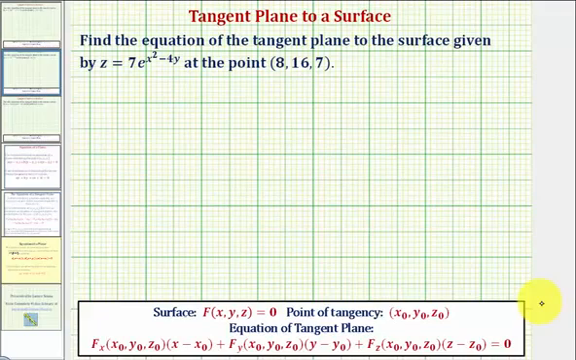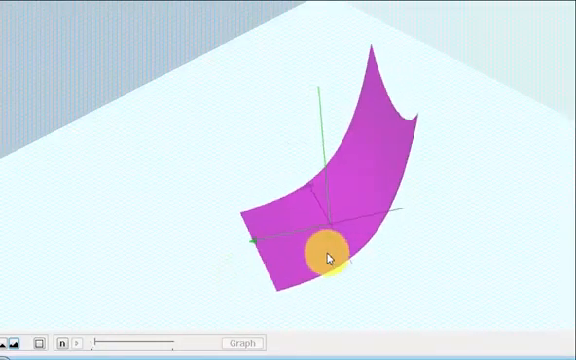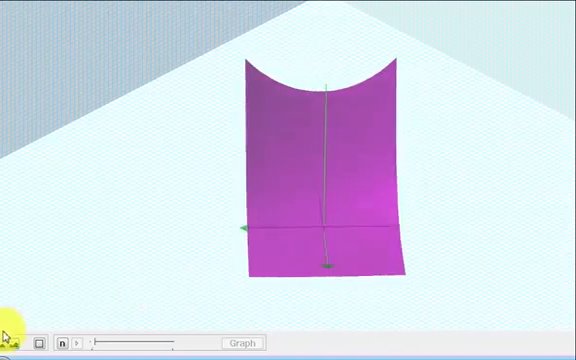We want to find the equation of the tangent plane to the surface given by z at the point (8, 16, 7). Before we do this though, let's look at this graphically. Here we see the graph of the surface, and now we'll zoom out until we can see the point of tangency and the tangent plane.